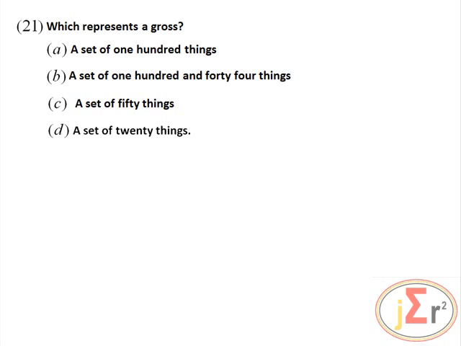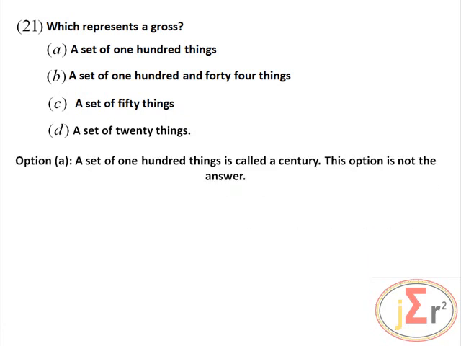Our first problem says, which represents a gross? The first one, a set of 100 things. Make sure you know now. Option A, a set of 100 things is called a century. This option is not the correct answer, so that doesn't represent a gross at all.